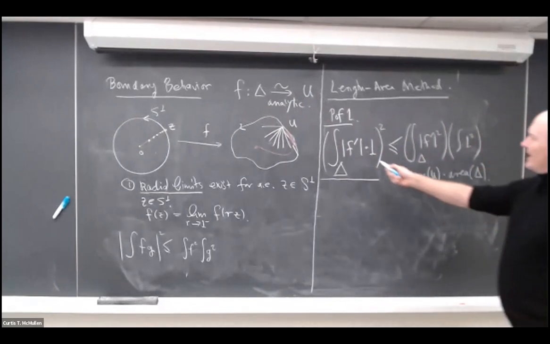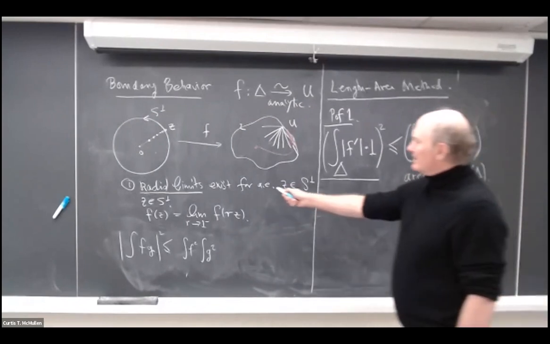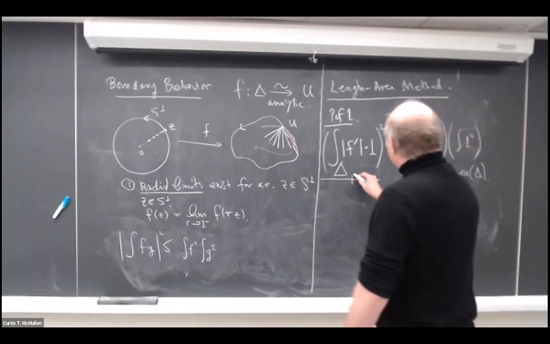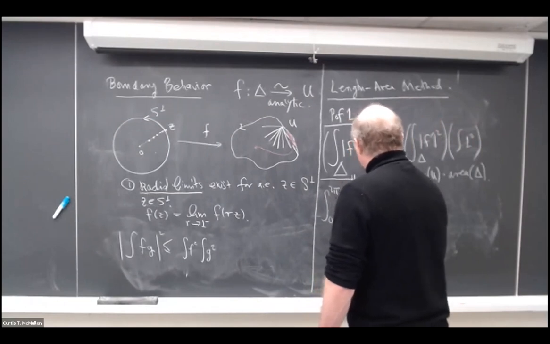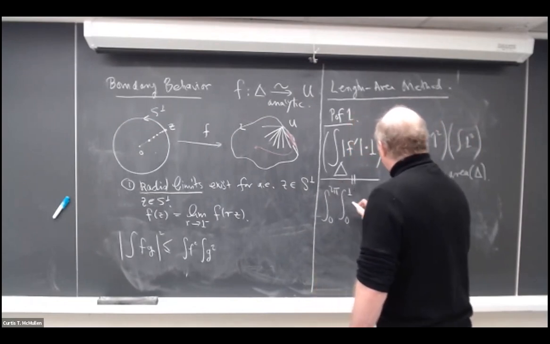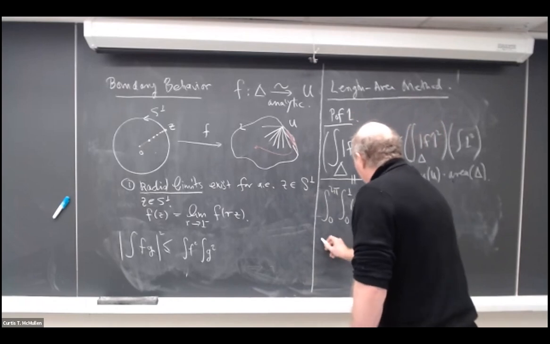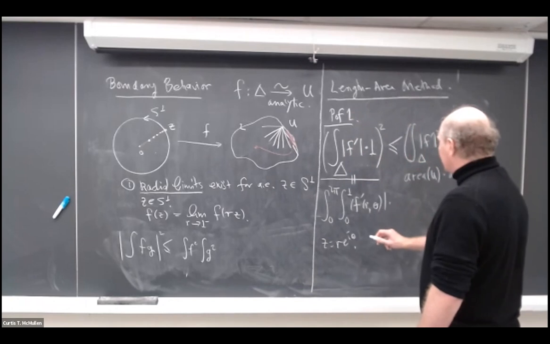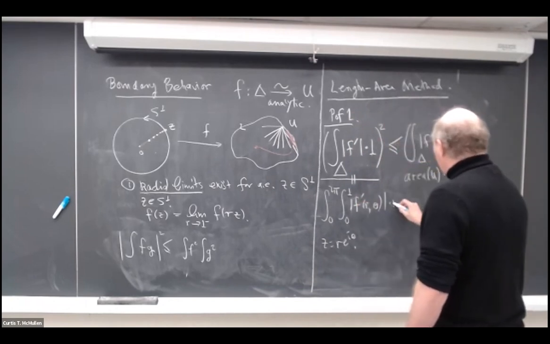Now, just from the finiteness of this quantity, we're going to be able to deduce that the radial limits exist almost everywhere. Why is that? Well, let's write this as the integral from 0 to 2 pi times the integral from 0 to 1 of, I'll just call it f prime of r theta. Of course, understanding that what that really means is z is r e to the i theta. I'm just doing it in polar coordinates. And then the area is r dr d theta.